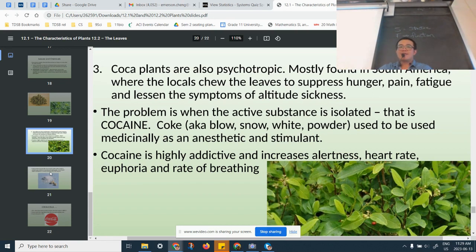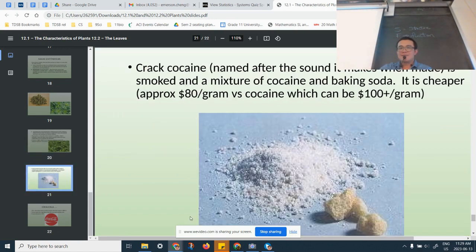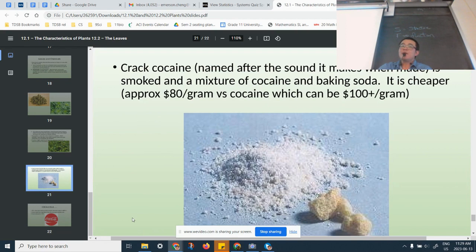The not so fun fact is, I don't know why this is said here. How do you make crack cocaine? Basically, you dissolve it in water, you mix it with baking soda, and then you dry out the substance. Is that price up to date? No, I would say this is quite low.